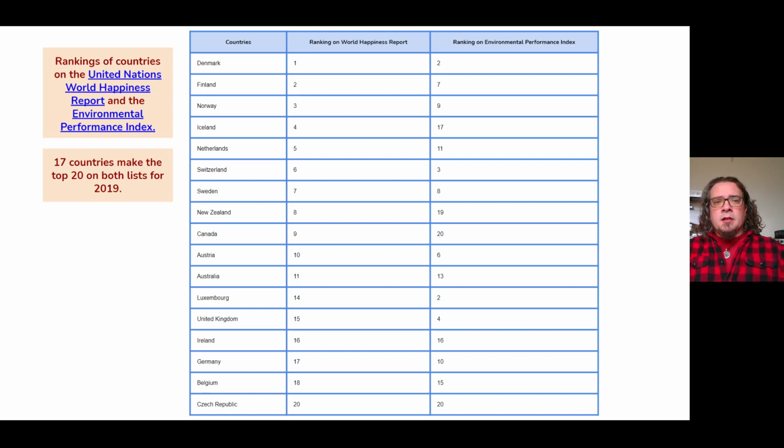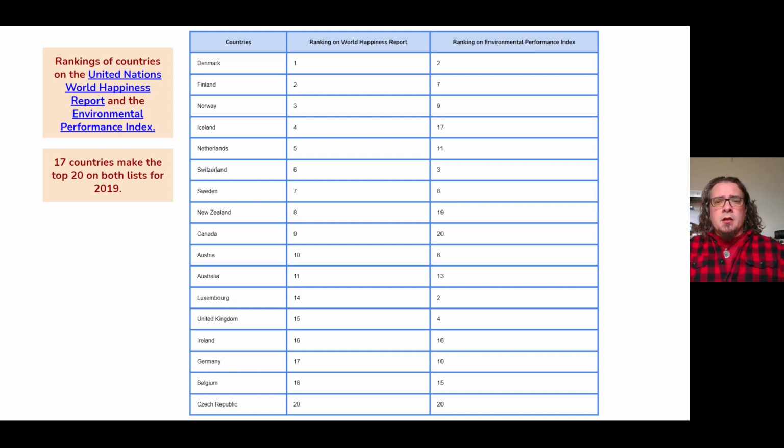So the UN has this annual report. Okay, so you see the countries there ranked 1 through 20. Now there's not 20 countries there. There's actually 17. I'll get to that in a second. And then on the right column is the ranking by the Environmental Performance Index, and that specifically looks at markers related to sustainability, environmental sustainability. Okay.